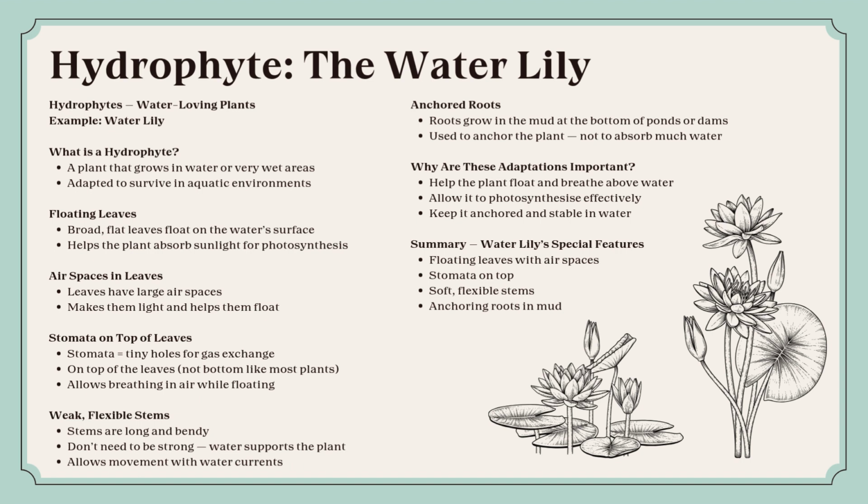So, just a recap: floating leaves, air spaces, stomata on the top, soft stems, and the anchoring roots. All these are clever adaptations that help the water lily survive and thrive in watery worlds. And you need to know all these adaptations of the water lily, the hydrophyte.